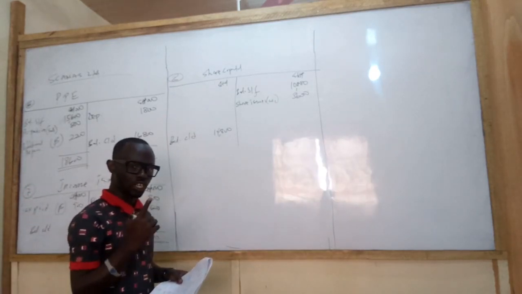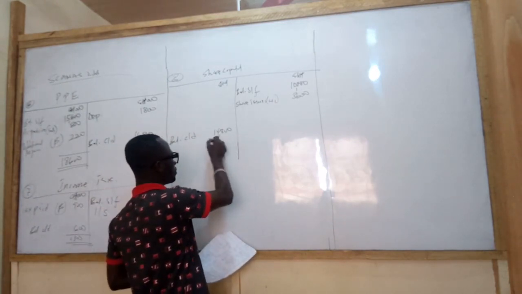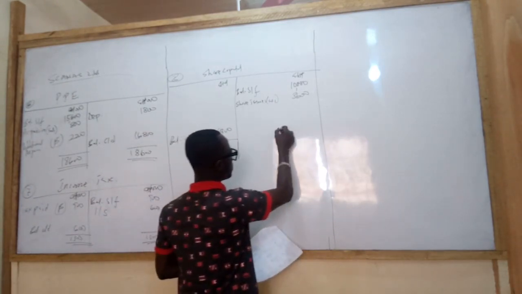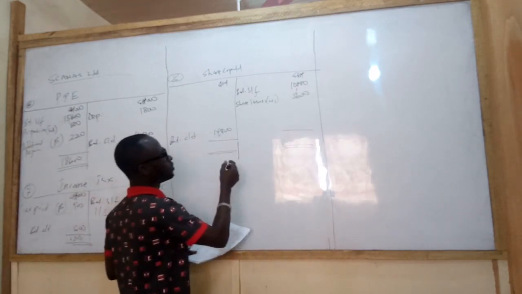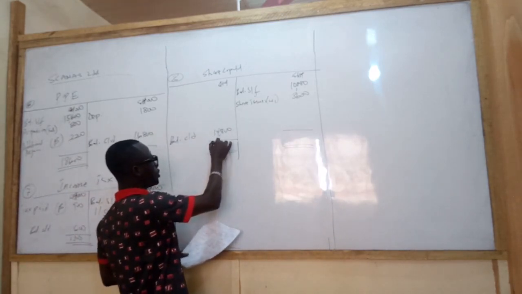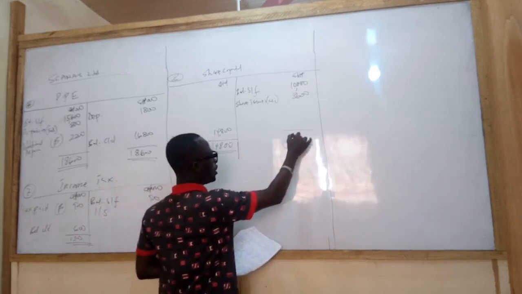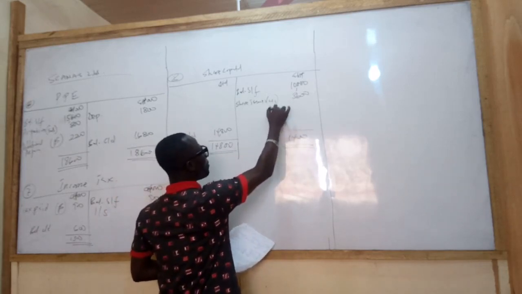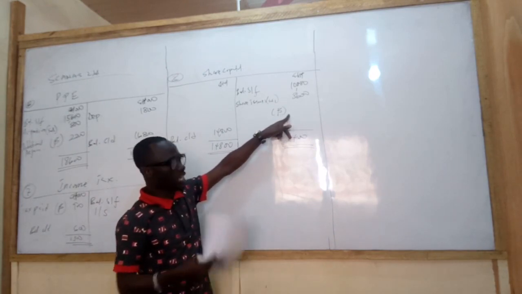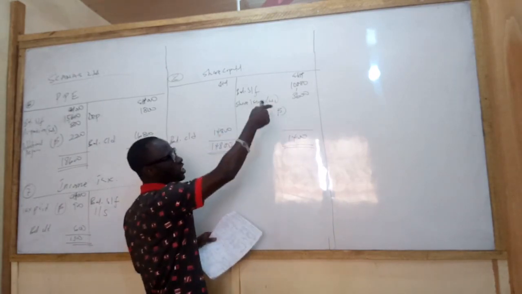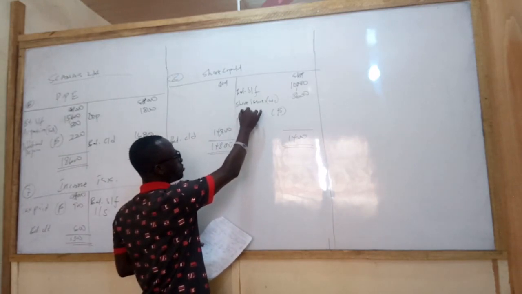Any other item, we balance the account and see whether there was an additional issue or there was a repurchase of shares. Which side is bigger? So 14,800. If the balancing figure is here, what does that mean? Increase. So that is what? An additional issue of shares.